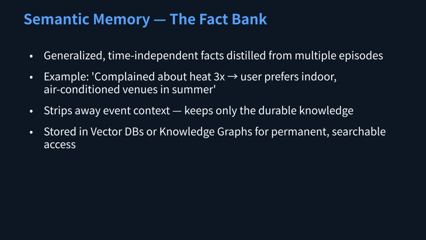The third type is semantic memory. This is where raw experiences get refined into stable facts. If the episodic log says you complained about outdoor heat 3 times over the summer, the semantic layer extracts the pattern and stores a clean fact. This person prefers indoor, air-conditioned venues in hot weather. It strips away the specific events and keeps only the generalized knowledge.